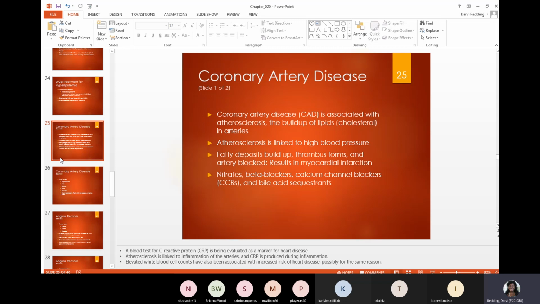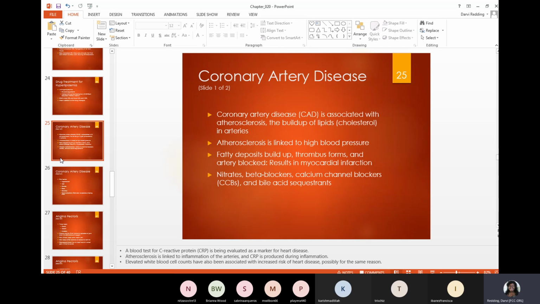Now, if a person is experiencing atherosclerosis, that could be linked to high blood pressure. Now, you have fatty deposits that build up, and then thrombus forms. Remember, anytime you hear thrombus, you should think of clotting. And an artery can be blocked, and this can result in myocardial infarction, which again is another name for heart attack. So some of the medications that would help treat the coronary artery disease would include nitrates. An example of a nitrate is nitroglycerin, beta blockers, calcium channel blockers, and then you also have some bile acid sequestrants.